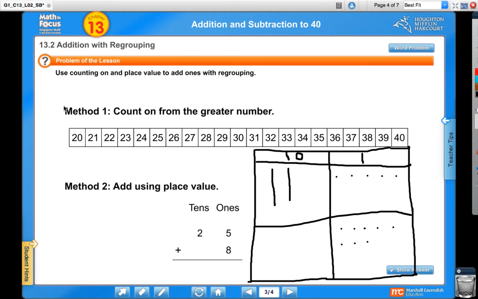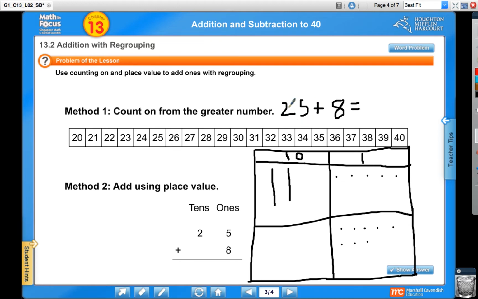And we're going to use 2 different methods to solve this. Method number 1 is counting on from the greater number. So let's write out our problem. There were 25 blackbirds in the tree. 8 more joined them. We want to know how many blackbirds all together.